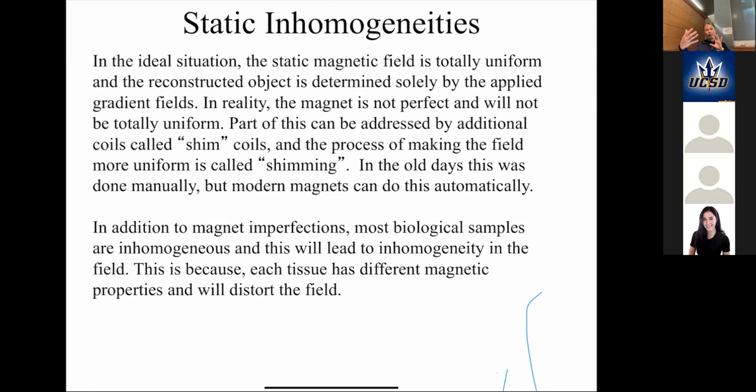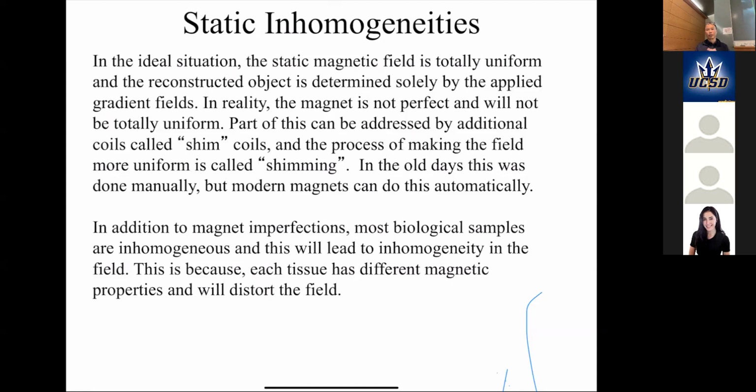A lot of time is spent on a process called shimming, where they put little iron pieces at different places. They also have additional coils to make the field very, very uniform. That's where you want to start off: with an instrument that is as close to ideal as possible.